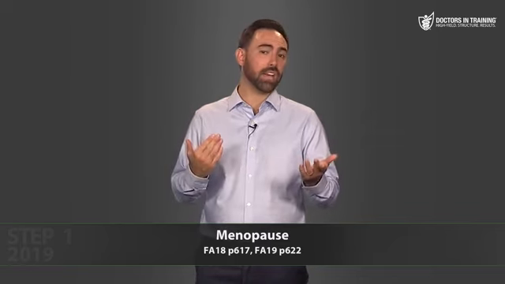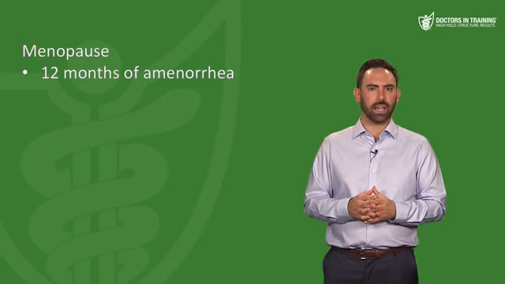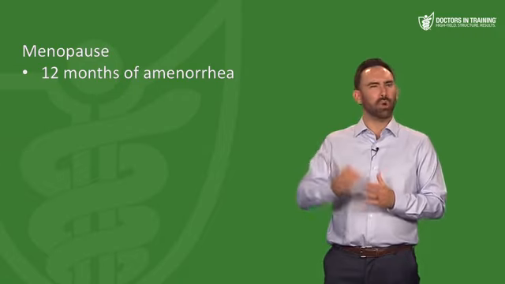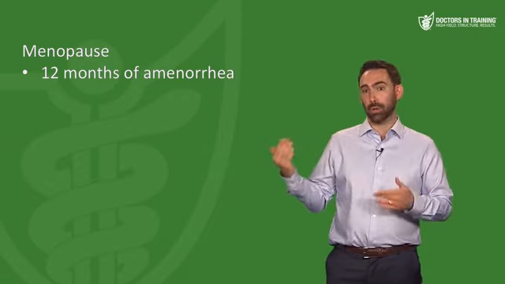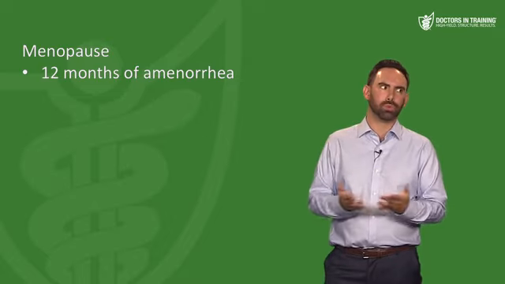How do you diagnose menopause? Most of the time you diagnose it clinically after a woman's had 12 months of amenorrhea. You don't need labs to make the diagnosis. She's over 40 and her period stopped, that's menopause, or she's pregnant.